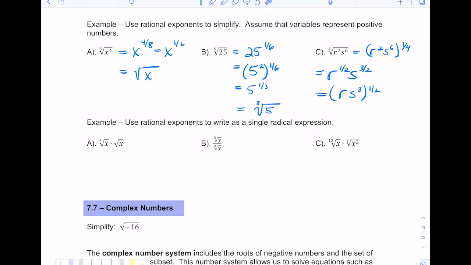And you can check, because if I distribute my powers, I would get r to the 1/2 and then s to the 3/2. Remember, anything to the 1/2 power is a square root. So another way to write this would just be like this. And that's as simple as it gets. You can't really simplify that much further.